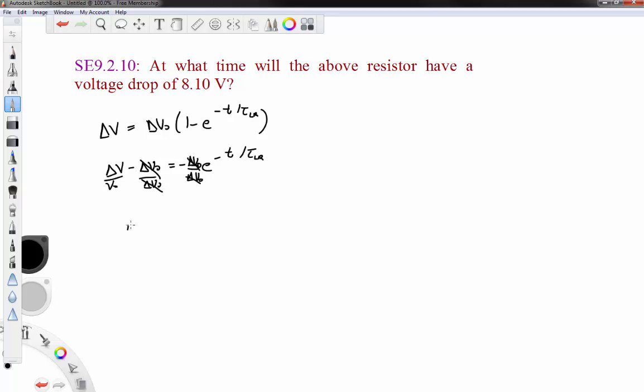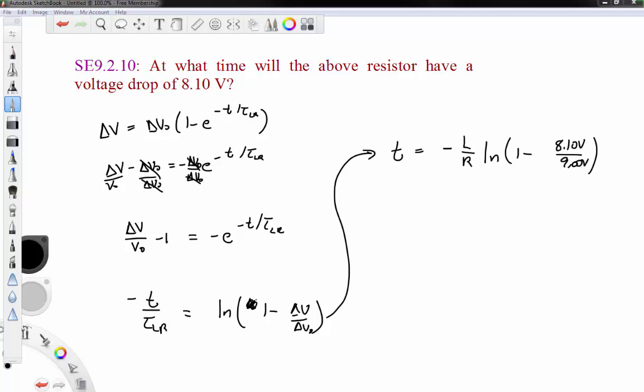So you have delta V over delta V naught minus 1 is equal to negative e to the negative t over tau LR. So if you want to get rid of this exponential, you take a natural log of both sides. So negative t over tau LR would basically be equal to the natural log of 1 minus delta V over delta V naught. And now we can plug some numbers in. So you get something like this.